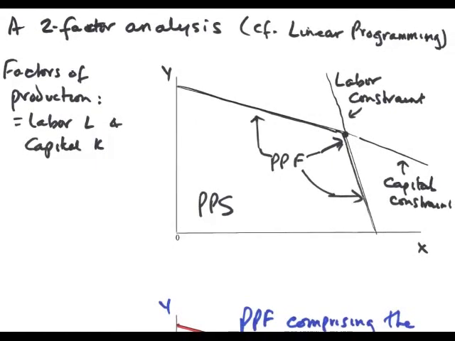The second main model used in international trade is the two-factor analysis. Instead of just focusing on labor as the only input, we now focus on a second factor of production. In this case, we're going to call it capital.